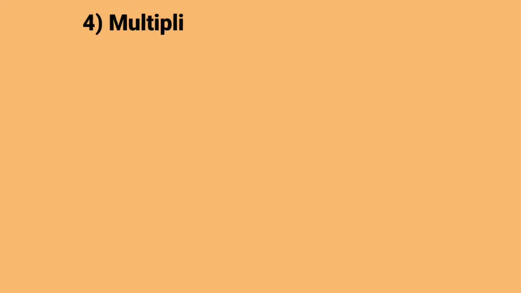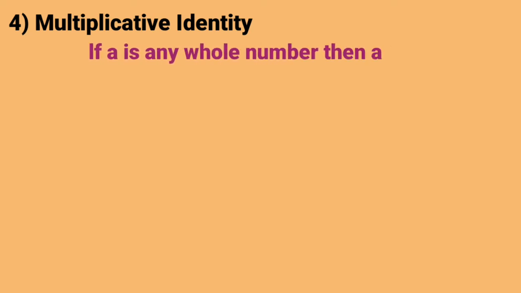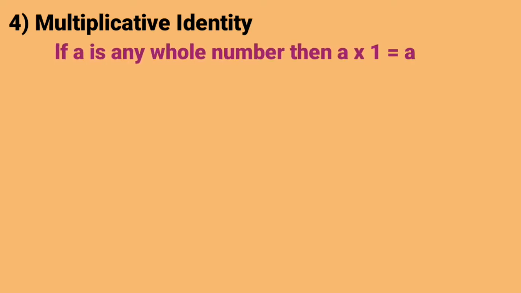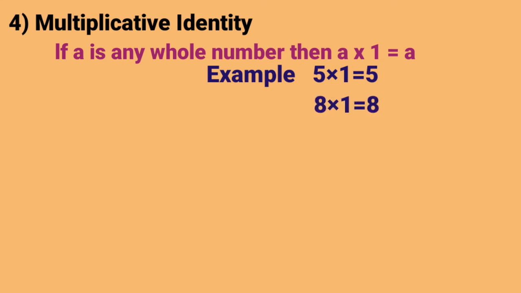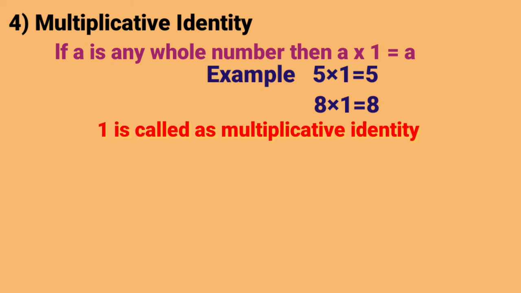Number 4, multiplicative identity. If A is any whole number, then A multiplied by 1, result will be A. That means if we multiply a whole number by 1, result is the number itself. For example, 5 multiplied by 1, result is 5. 8 multiplied by 1, result is 8. So 1 is called as multiplicative identity element.